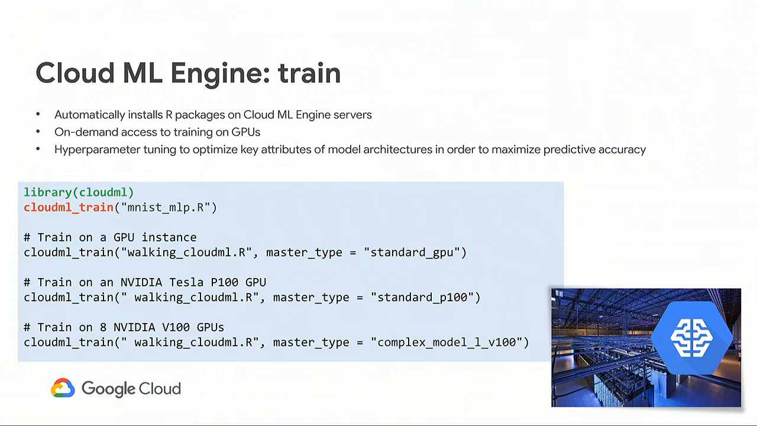Let's dive a little bit now into the actual code. For training on Cloud ML Engine, again, just loading the Cloud ML library. CloudML_train is the main function where you actually just point towards your TensorFlow code that's sitting in a R file. There's a lot of optional parameters, and this is really where the power is. The master type, or the scale tier, allows you to access those resources for only the time that training is taken. A standard GPU gives you access to a NVIDIA K80. We have a P100, that's also an option.